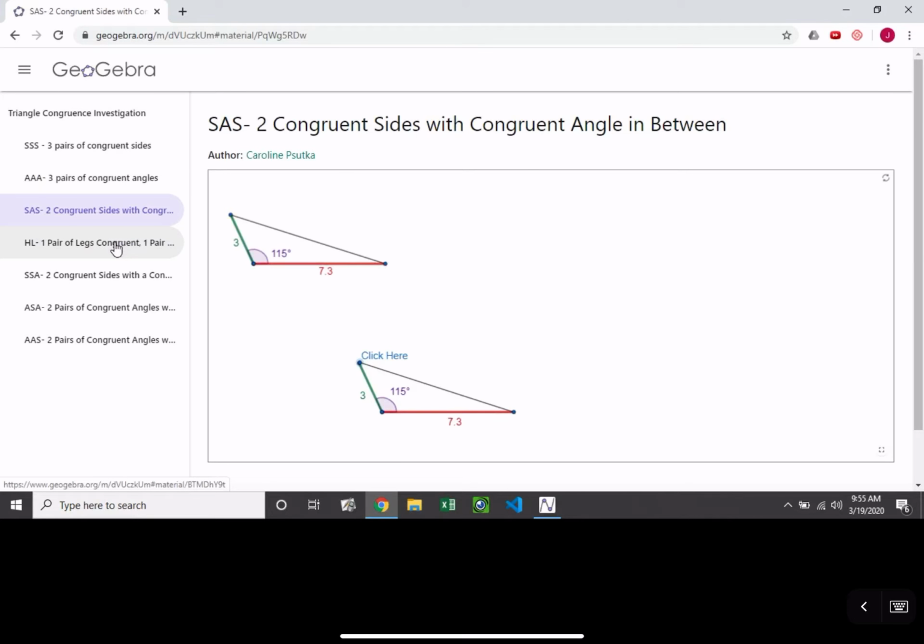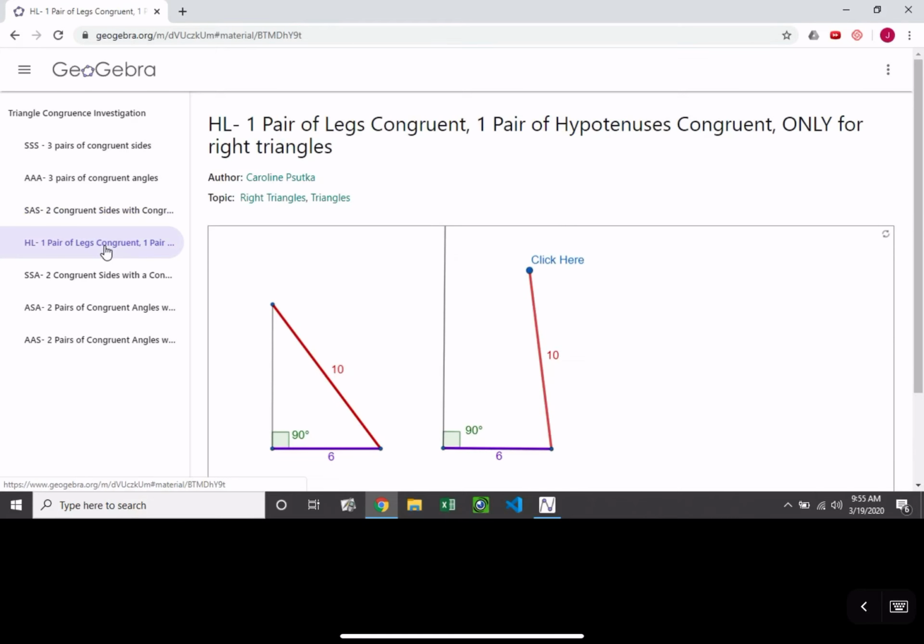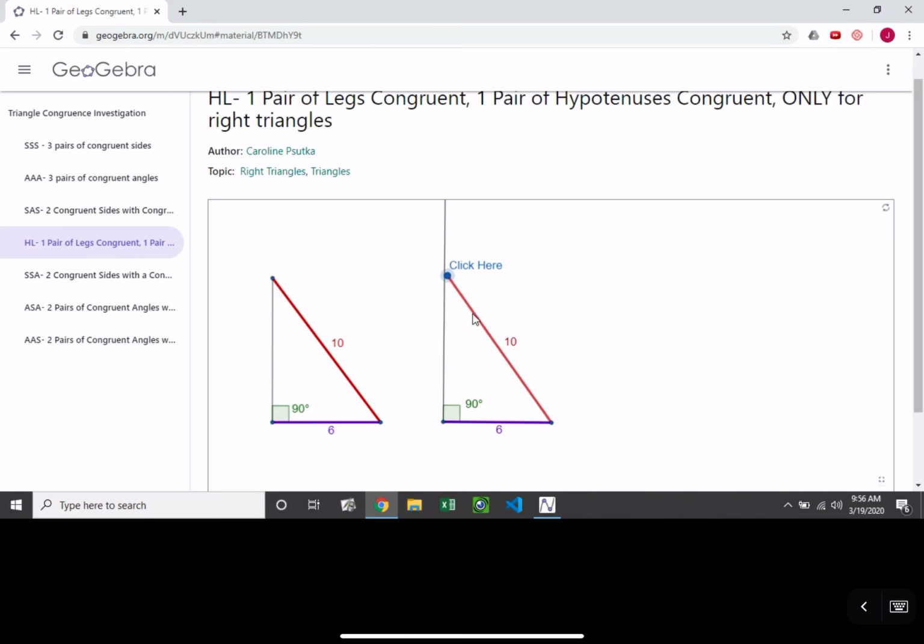To the next one. Hypotenuse leg. Hypotenuse leg is only for a 90-degree triangle, and the height of this triangle can change, but the hypotenuse, the leg, and hypotenuse, leg, a right triangle really just means it's an angle and two sides, but this is specifically a right angle. So I can change the angle however I want, and it intercepts the other line at that same height.